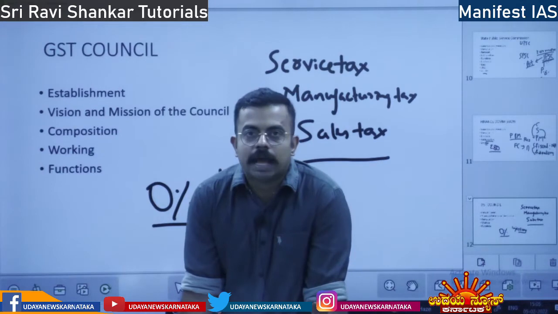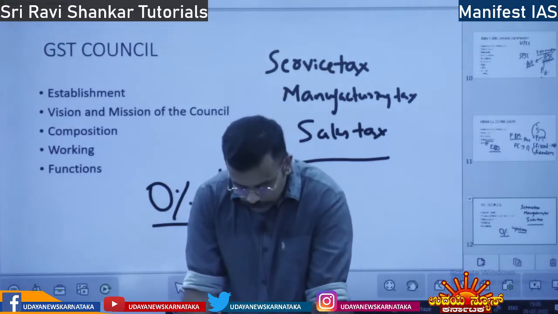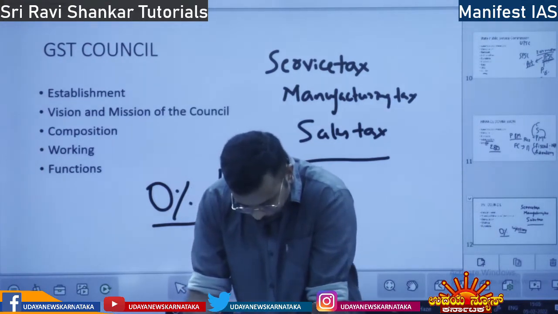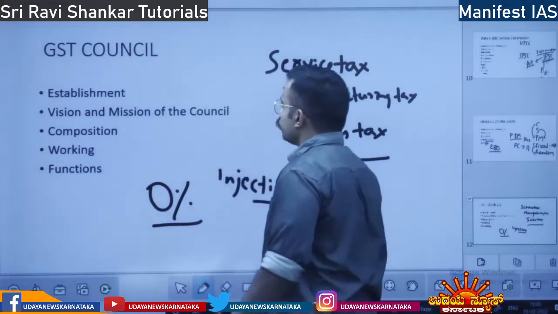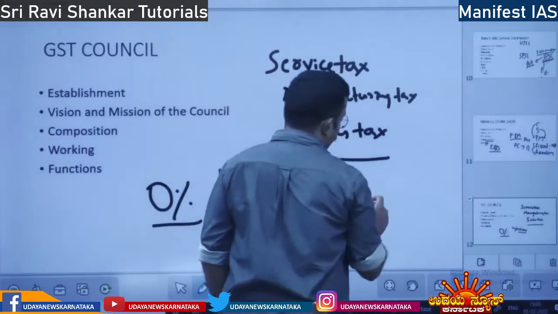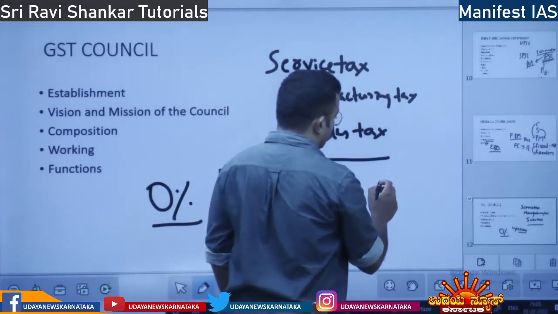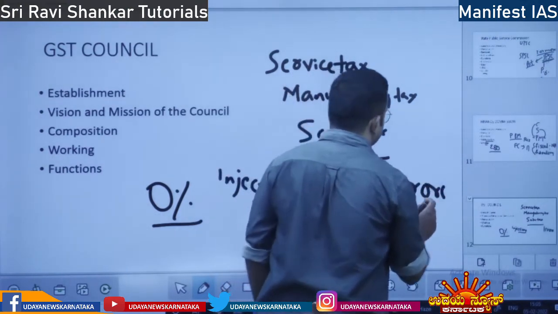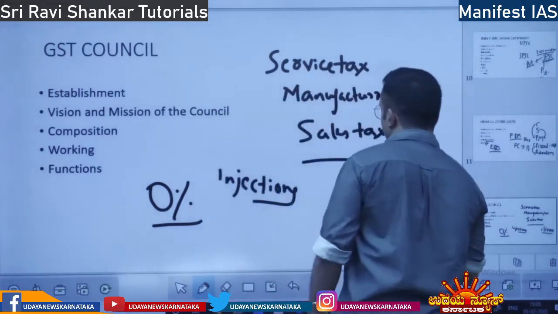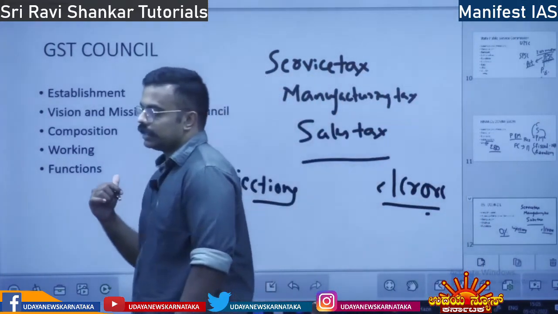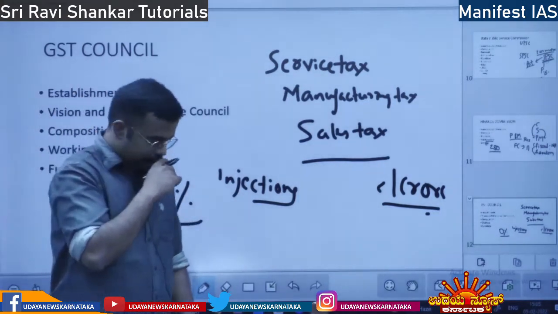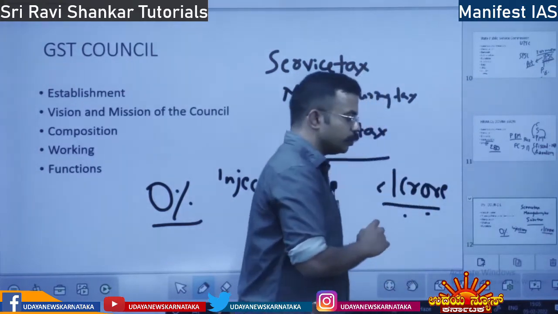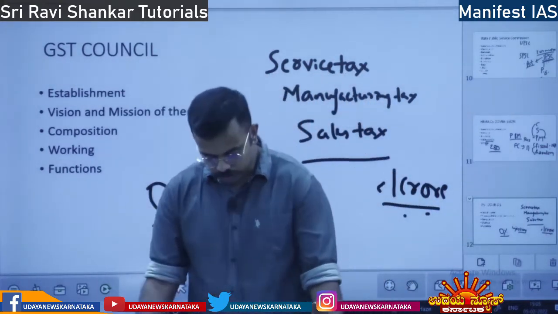Okay. So they also decide the rates. I told you there are 5 slabs. All the 5 slabs are decided by whom? Decided by the GST Council. Also, they decide the threshold. Suppose you have a shop and your annual turnover is less than 1 crore. If your annual turnover is less than 1 crore, you are exempted from paying GST. This clause of exemption, who decides? It is the GST Council.